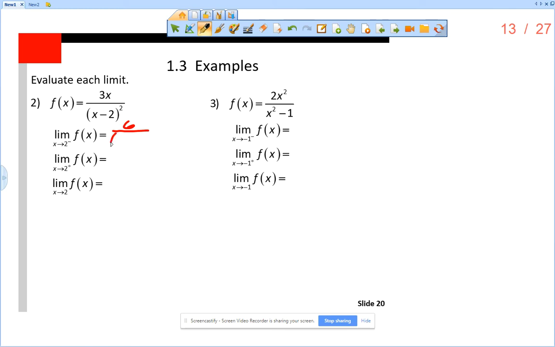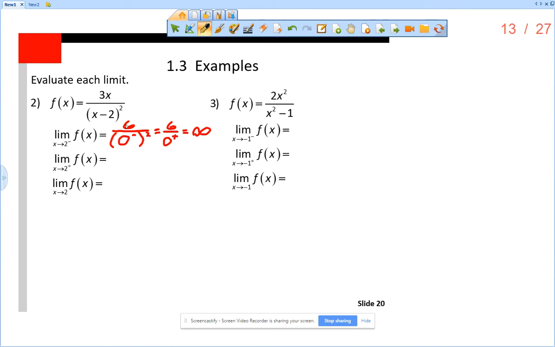Now, in the denominator, 2 from the left, so like 1.9 minus 2, that's a negative number. So I'm approaching 0 from the negatives, but I'm squaring it. So if I take 6 divided by 0 from the negatives squared, remember, if I square a negative, I get a positive. So 6 over 0 from the positives means I am approaching positive infinity. All right, what about 2 from the right?